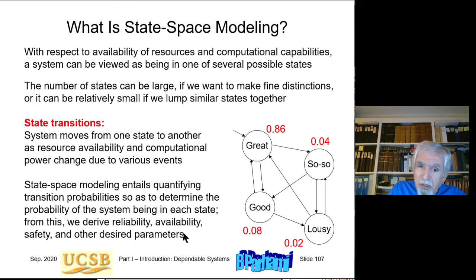Some of these states are more desirable than others. So we are interested in finding out the probabilities of the system being in this most desirable state, in this somewhat less desirable state, and so on, because those help us assess the usefulness of the system in a probabilistic sense.